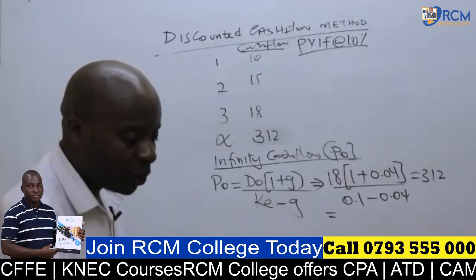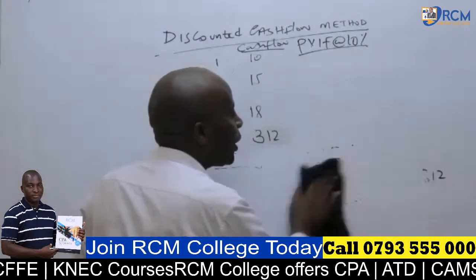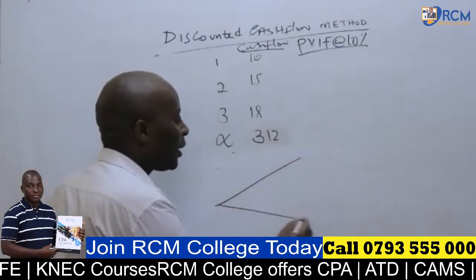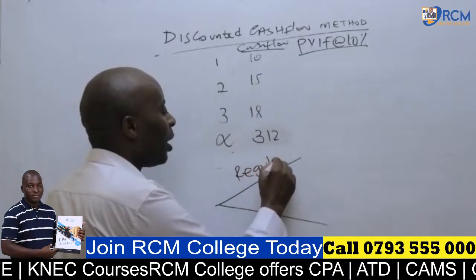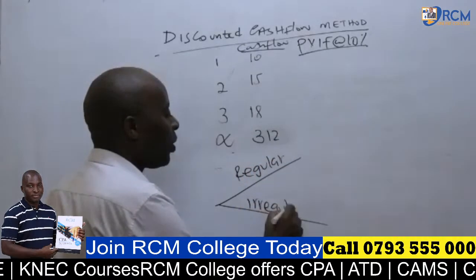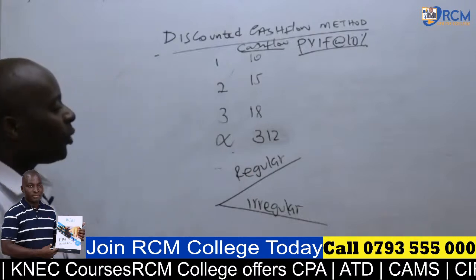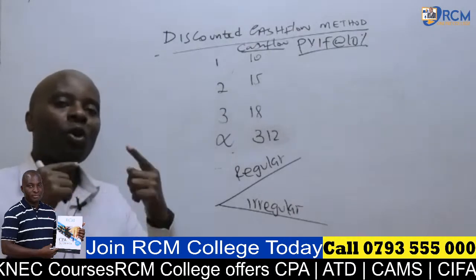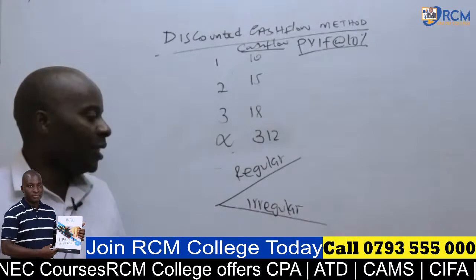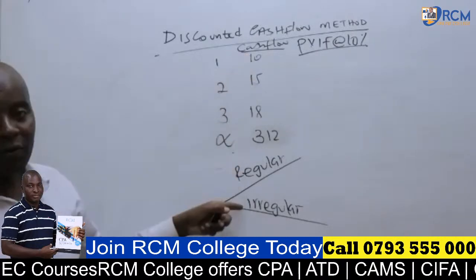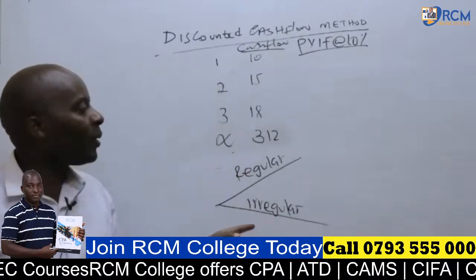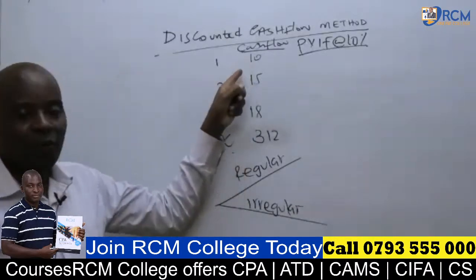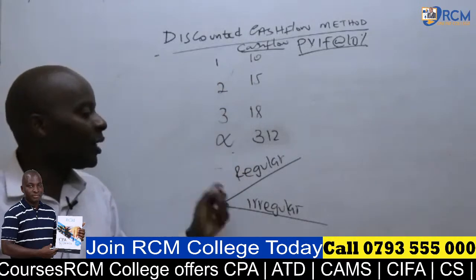Remember, whenever it comes to discounting cash flows, I have got two types of cash flows. We have what we call regular versus irregular. Regular cash flows are those that are uniform. Today you get 10, tomorrow you get 10, the other day you get 10, etc. Irregular are like the ones that we have here, which happen to be fluctuating. They are different. They are irregular.